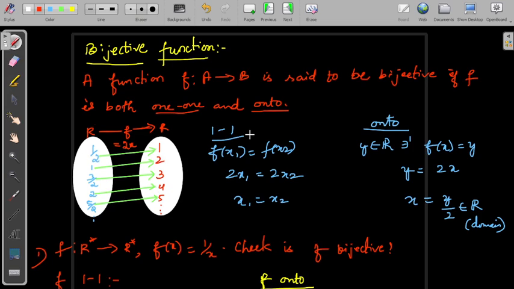So to prove it is 1-1, we have to consider f of x1 equal to f of x2. Images are equal, so we have to arrive at elements are also equal. So you substitute here 2x1 equal to 2x2, which implies, 2 cancels, x1 equal to x2.